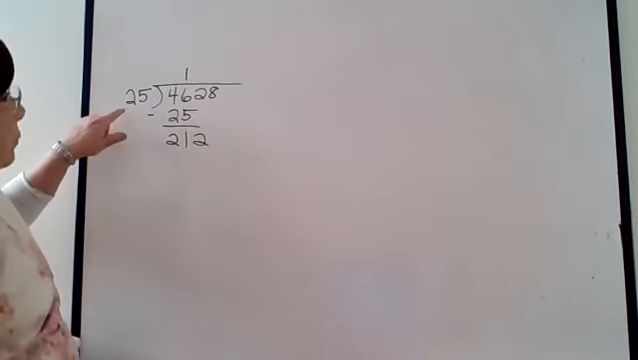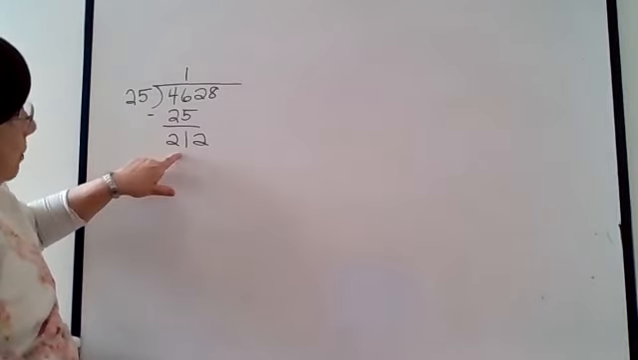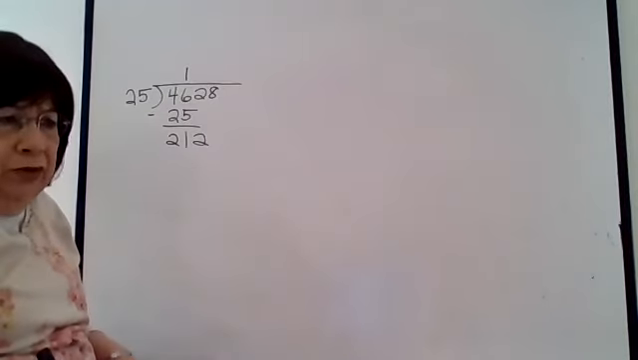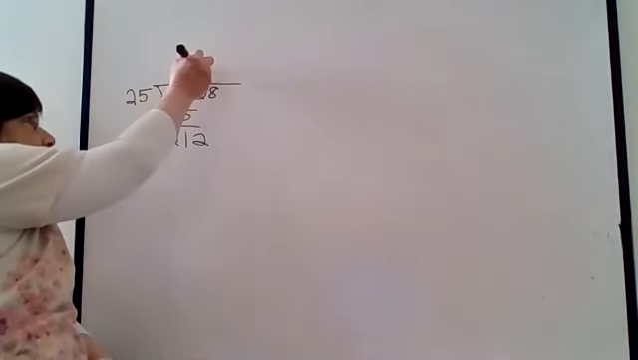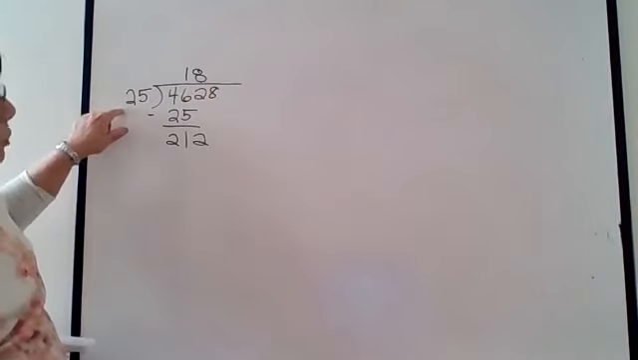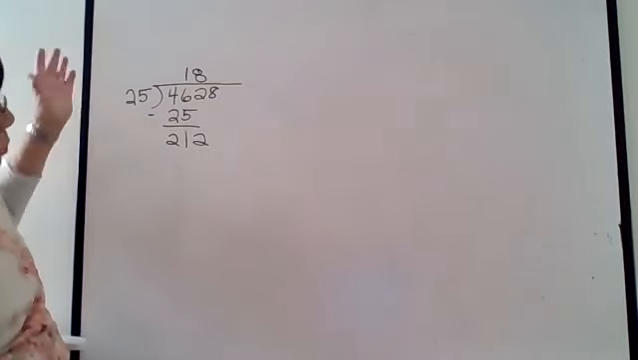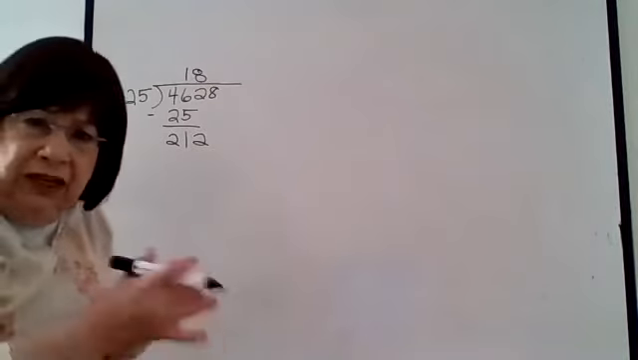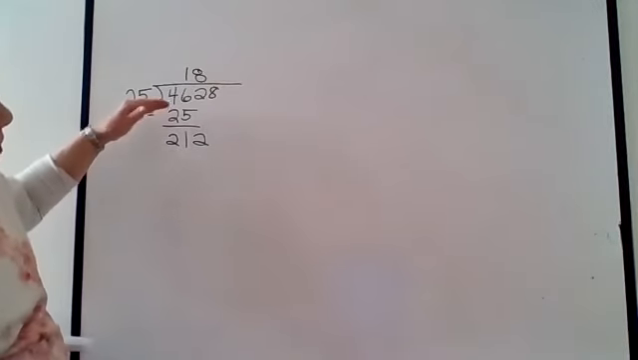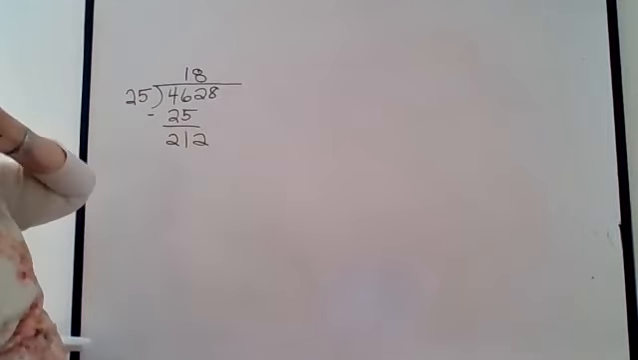And I start all over again, and I do 25 into 212. Well, I think 25 goes into 200 8 times, so it looks like about 8. Let's try an 8. Remember that this number I'm just estimating. It's someplace between 7, 8, 9. I'm just guessing a little bit. I'll know if I guess correctly because when I subtract, my answer has to be lower than the divisor.